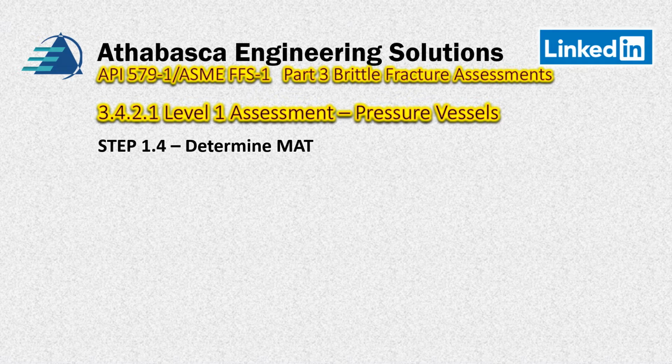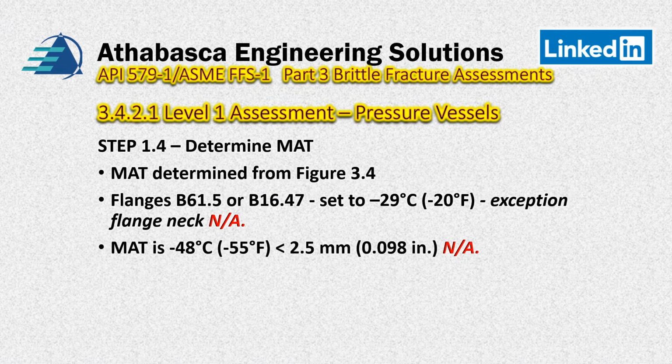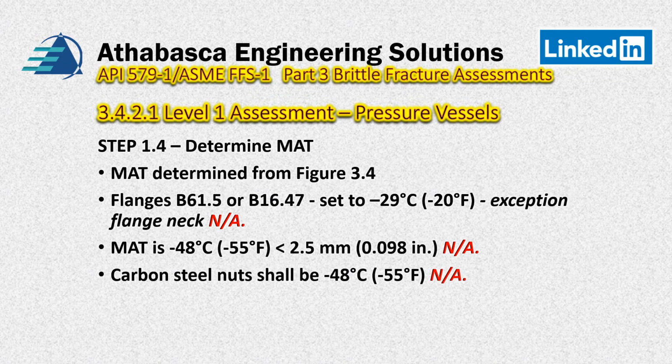In step 1.4, we determine the MAT, and it was determined from Figure 3.4. For flanges, we were reminded that we're supposed to set it to minus 29. If we have thin parts, then we would set it to minus 55. But in most of those cases, it's not applicable. For carbon steel nuts, we set it to minus 48. Again, not applicable.